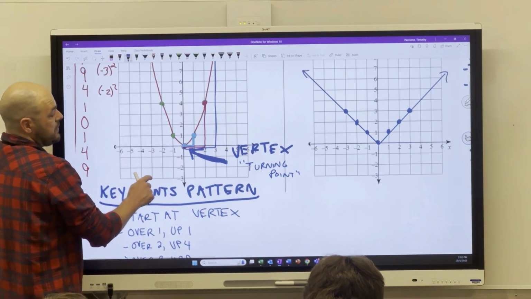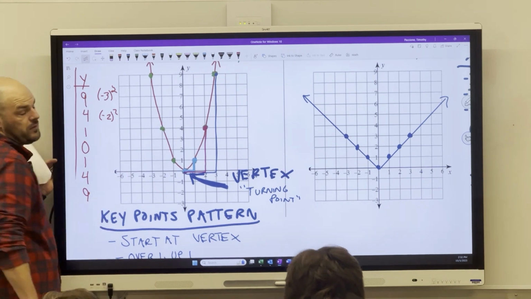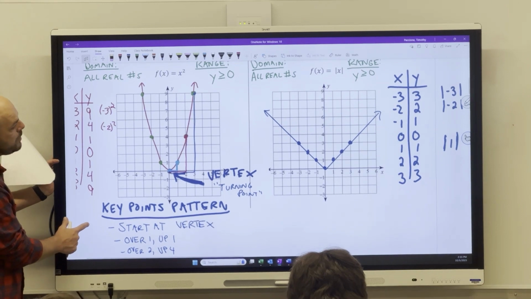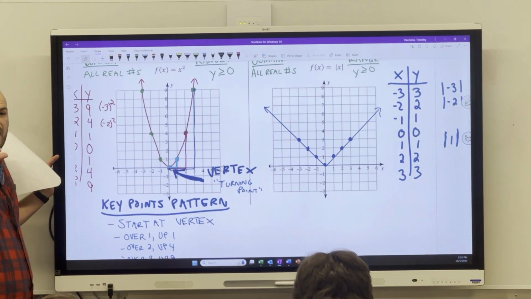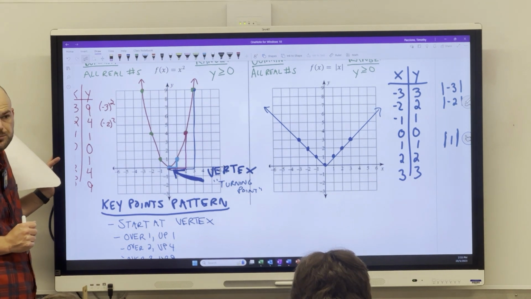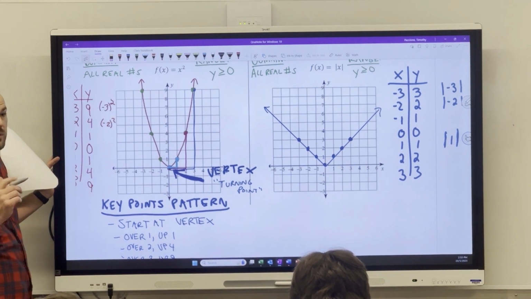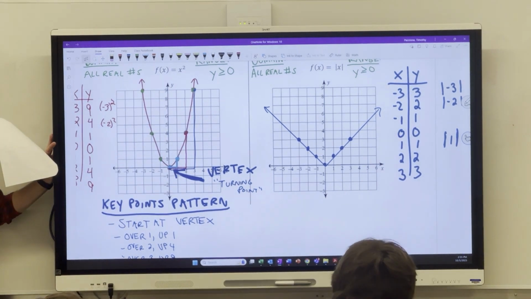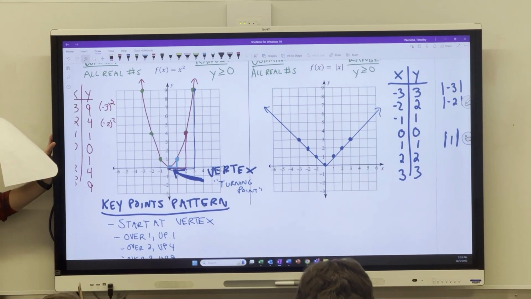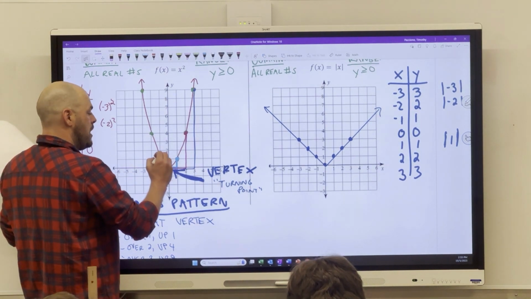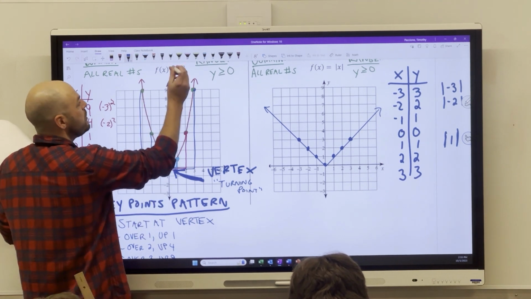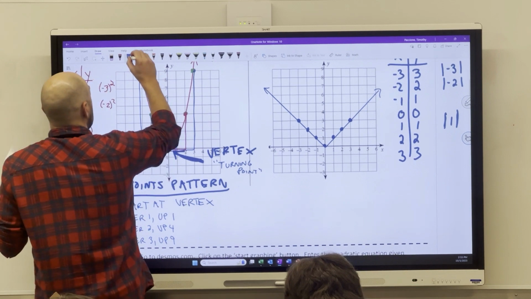Okay, so that gives us 1, 2, 3, 4 points, right? Now, how do we get more? What do we think? We don't need to calculate anything. I got 1, 2, 3, 4 points so far, and I want, let's say 3 more. Yeah, you have 2 options. You can go back 1, up 1, back 2, up 4, back 3, up 9, or you can flip them all over the axis, right?